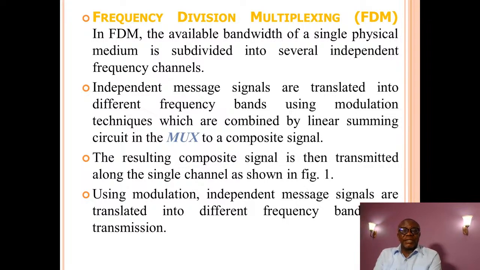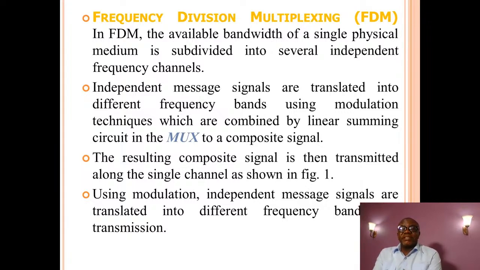Now, we start with the analog, which is the frequency division multiplexing. So in most cases, you just see FDM. And when you see FDM, it's an accepted acronym for frequency division multiplexing. In FDM, the available bandwidth of a single physical medium is subdivided into several independent frequency channels.